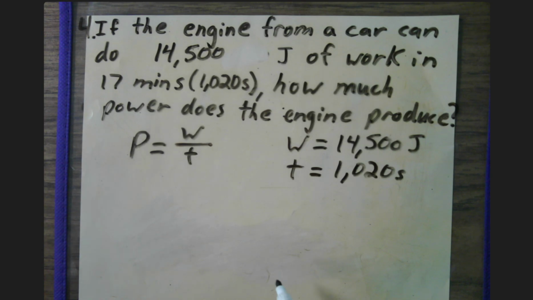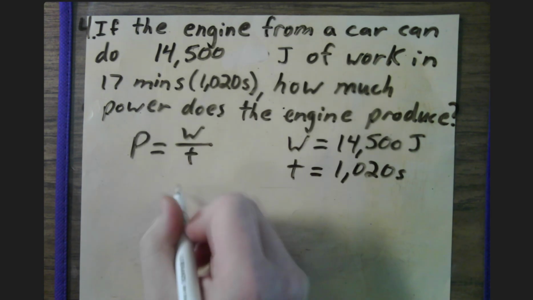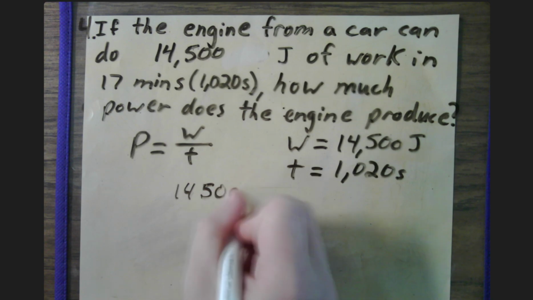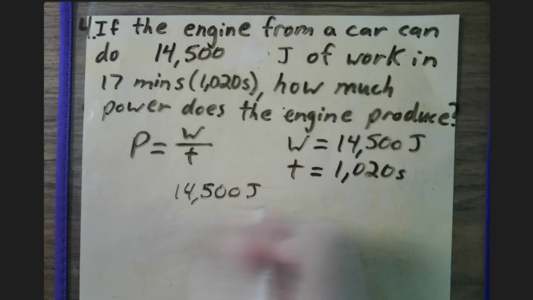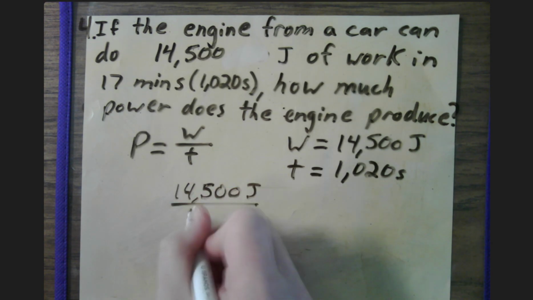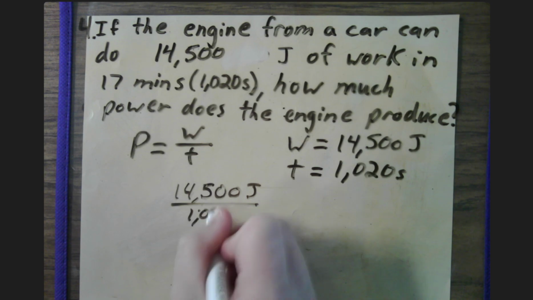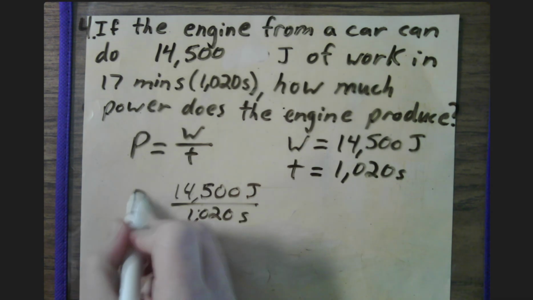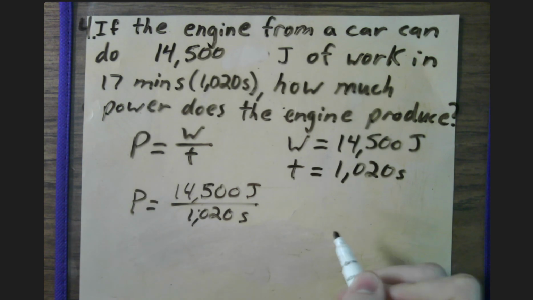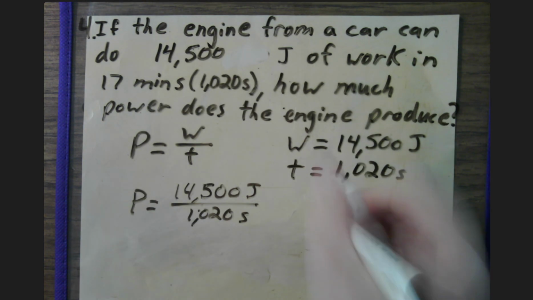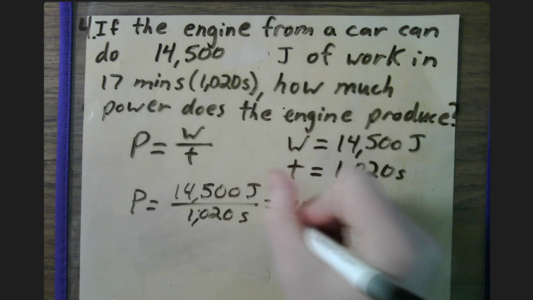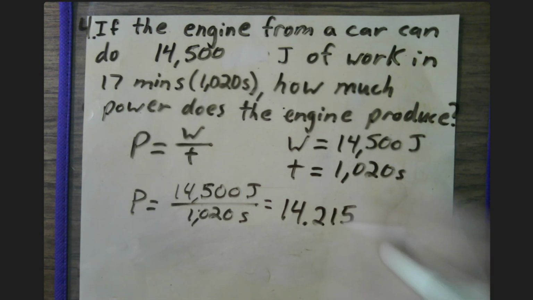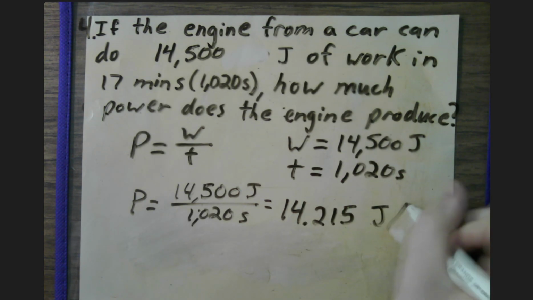So let's plug these numbers in. We have 14,500 joules divided by 1,020 seconds is what we do to solve for power. And after we divide that, we get 14.215. And this is joules per second.